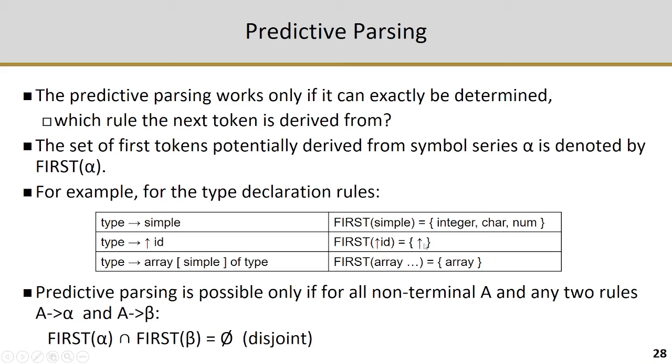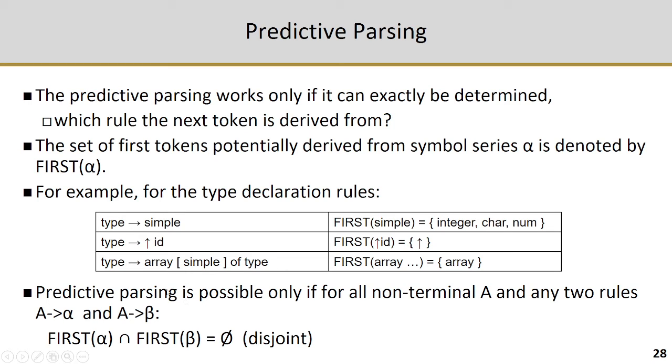So if integer, character, or num is at the beginning of the input, we have to apply the first rule, type to simple. If an up arrow is at the beginning of the input, we have to apply type to up arrow id, which is the second rule. And if the input starts with array, we have to apply the third rule, which is array simple of type.